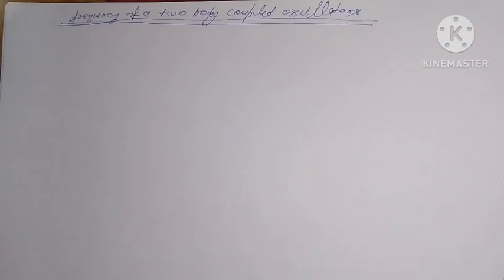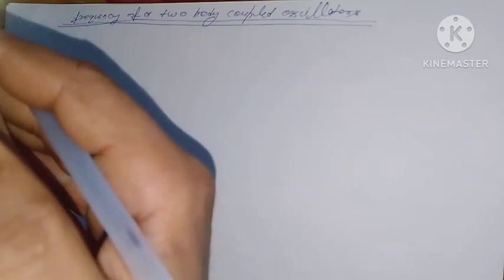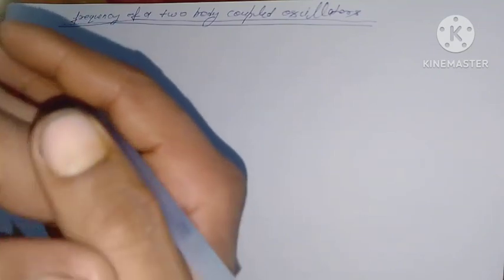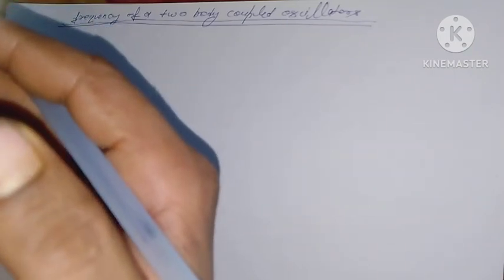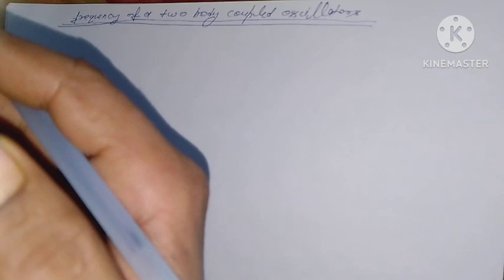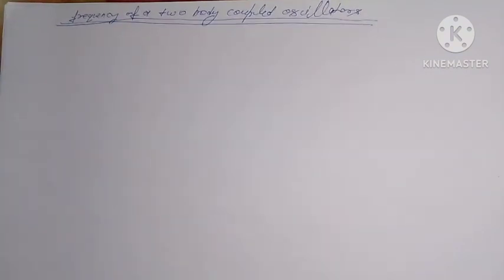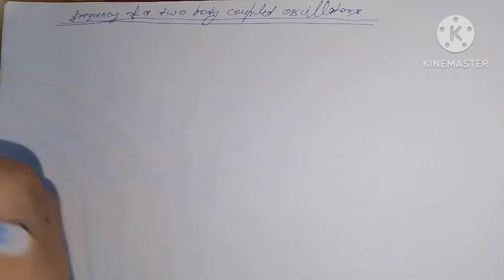Frequency of a two-body coupled oscillator. Consider two masses m1 and m2 connected by a spring of force constant s. When the two masses are displaced from their equilibrium position, the spring either contracts or extends depending upon the displacement of the masses. This causes a linear restoring force to be produced in the spring, and both masses vibrate harmonically about their equilibrium position. Such a system is known as a two-body oscillator or coupled oscillator.